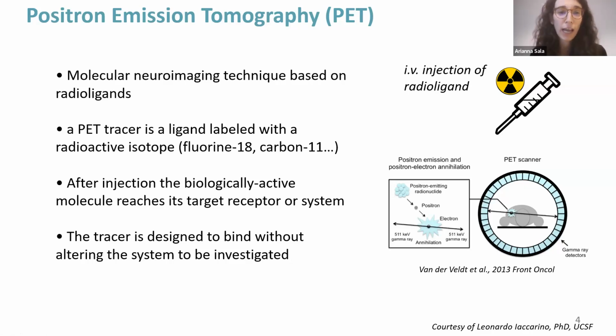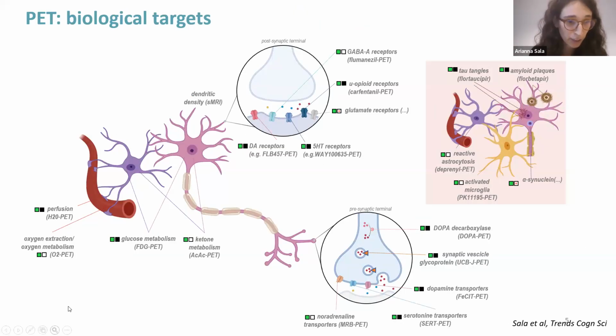For positron emission tomography, just very briefly, we're talking about a molecular neuroimaging technique that is based on radioligands. What I really care about for these slides is that PET can measure many different things. We have different radioligands, and depending on what we inject, we can look at several different aspects of brain biology. We can, of course, measure glucose metabolism and brain perfusion, and we can go very deep into understanding neurotransmission, both at postsynaptic and presynaptic level. We also have a lot of targets for brain pathology and neuroinflammation. So it's a very diverse neuroimaging technique.